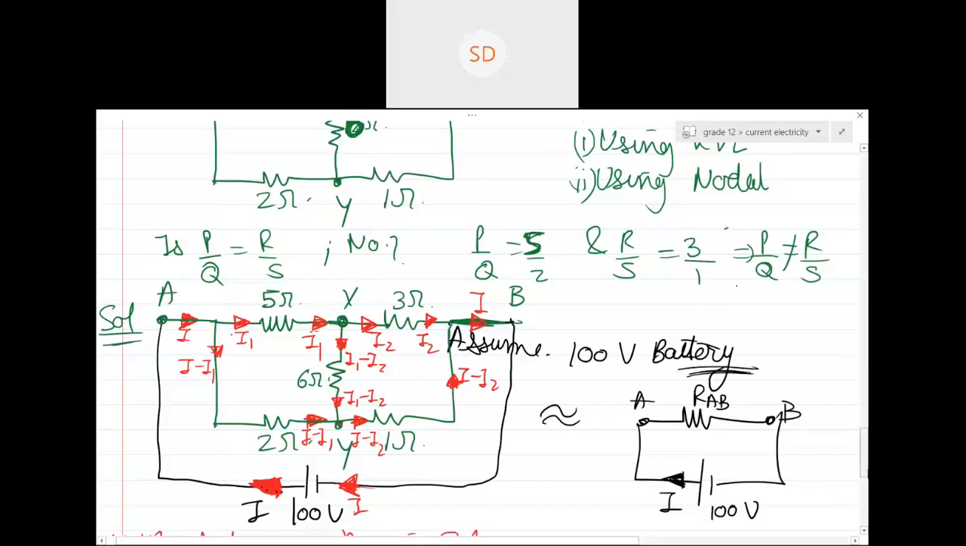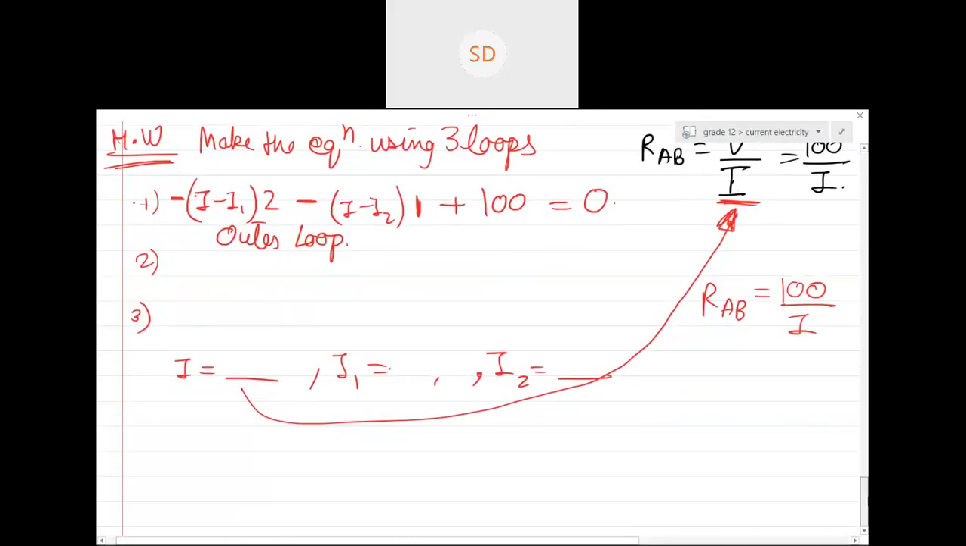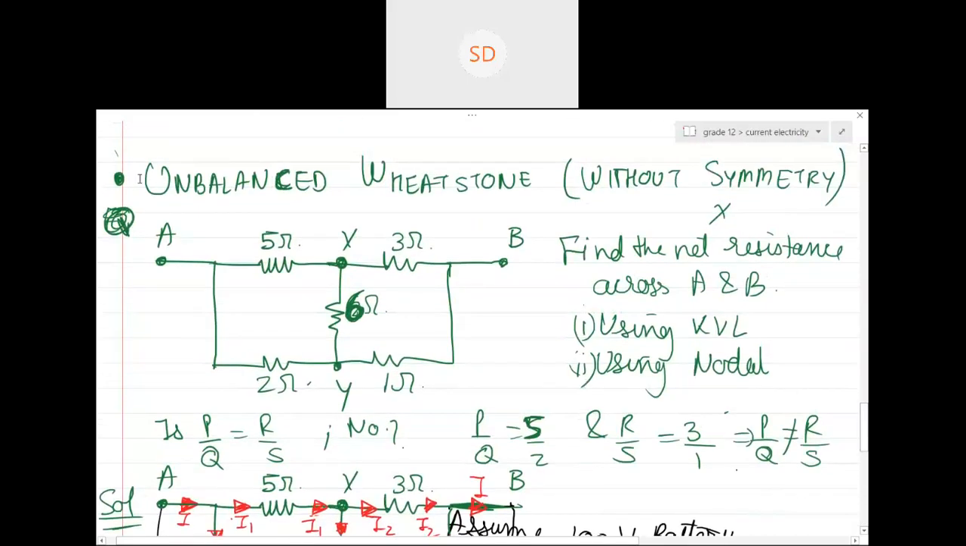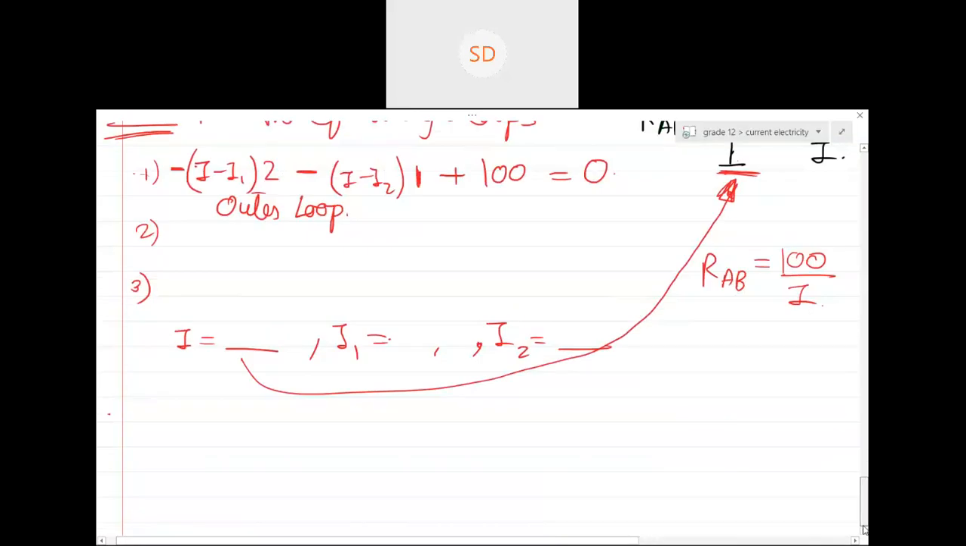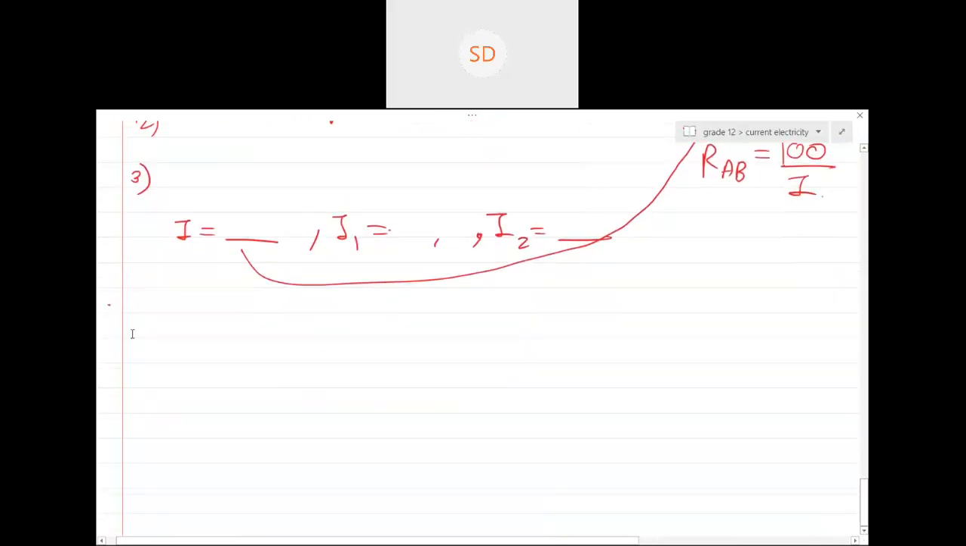Okay? Yes, sir. This is how you do it using KVL. Any doubt, guys? No, sir. Then how will we do it using nodal analysis? Again, we'll connect the battery. Again, we'll connect it to what?